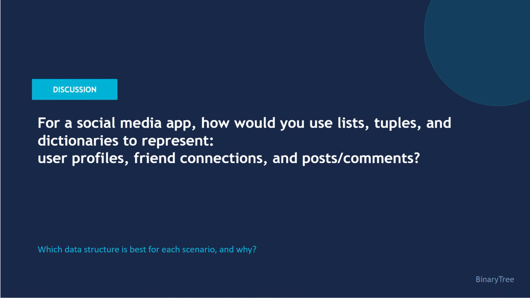What I think is that a dictionary fits a user profile, mapping fields like name and age to values. A list fits a friend list or a feed of posts, since those grow and change, and a tuple can hold fixed pairs like a coordinate or an unchanging record.